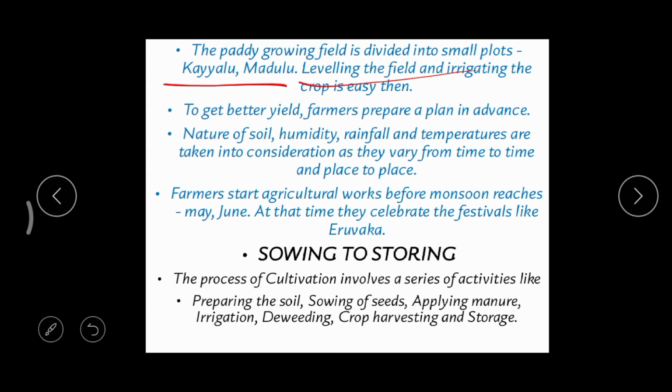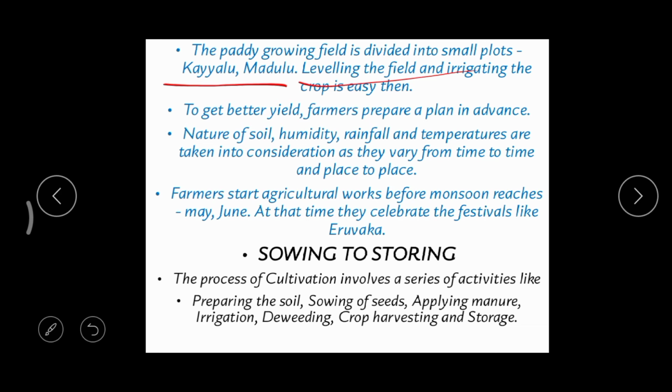Correct. And then to get better yield, farmers prepare a plan in advance. This planning is very important. Whatever we do, whether we're constructing a house or starting any business, we go for planning. That means when to start, how to start, and from which place we need to get all these requirements, right? How to store them. In this way we get proper planning.